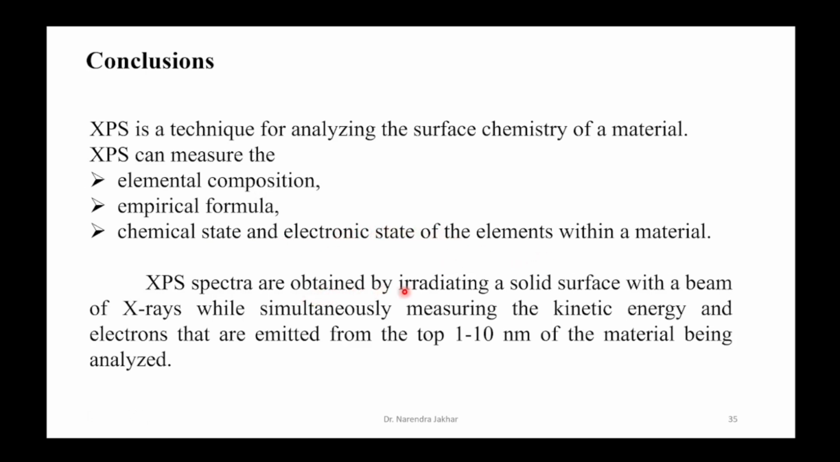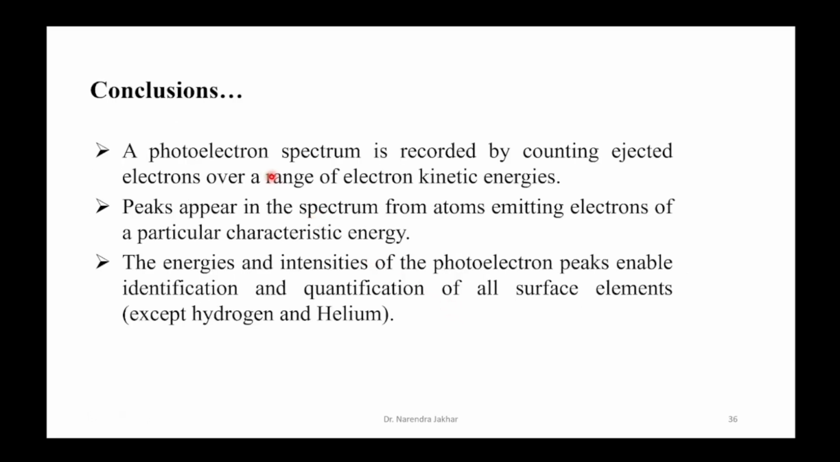XPS spectra are obtained by irradiating a solid surface with a beam of X-rays while simultaneously measuring the kinetic energy of the electrons that are emitted from the top 1 to 10 nanometer layer of the sample surface. A photoelectron spectrum is recorded by counting ejected electrons over a range of electron kinetic energies, and peaks appear in the spectrum from atoms emitting electrons of a particular characteristic energy. The energy and intensities of the photoelectron peaks enable identification and quantification of all surface elements except hydrogen and helium. So this is all about our conclusion.